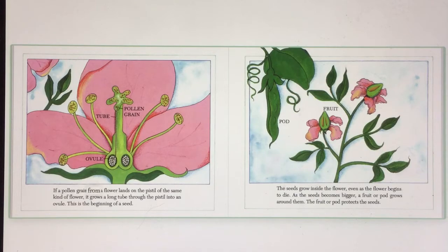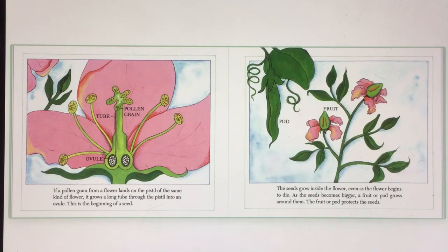If a pollen grain from a flower lands on the pistil of the same kind of flower, it grows a long tube through the pistil into an ovule. This is the beginning of a seed. Pollen grain, tube, ovule. The seeds grow inside the flower, even as the flower begins to die. As the seeds become bigger, a fruit or pod grows around them. The fruit or pod protects the seeds.